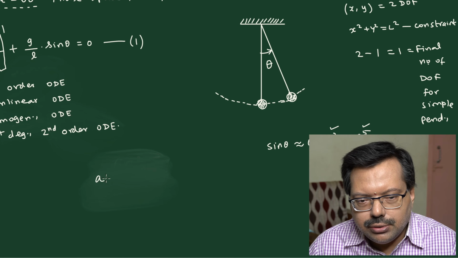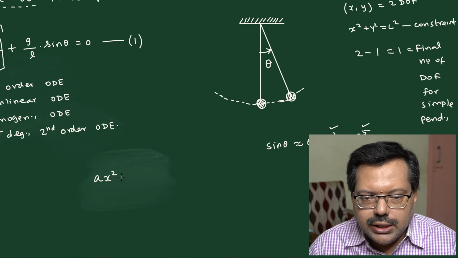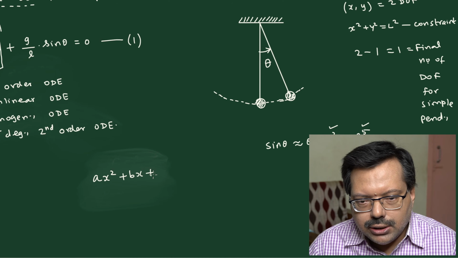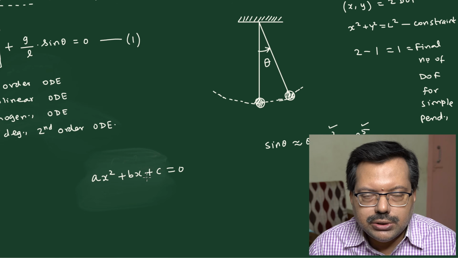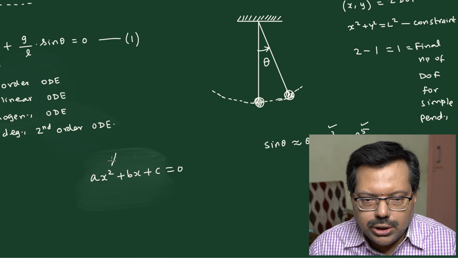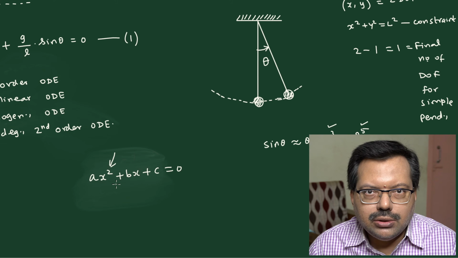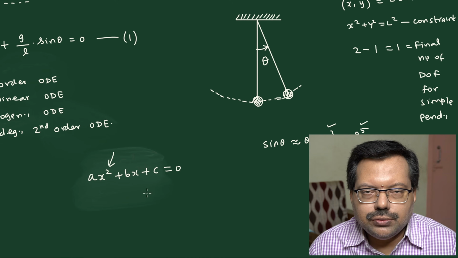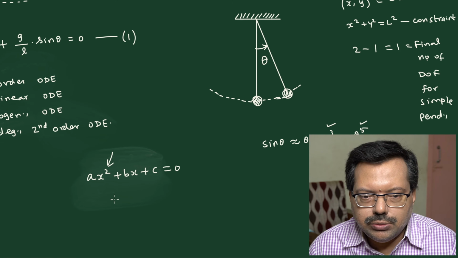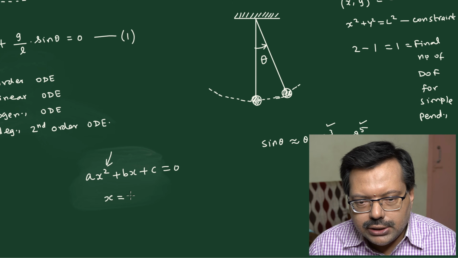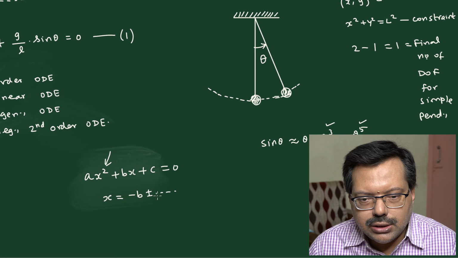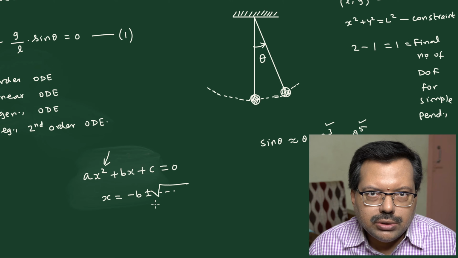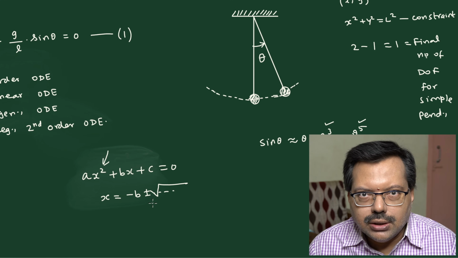Let me give an example here. If you have an equation like ax square plus bx plus c equal to 0, this is a quadratic equation because the power there is 2, and this is purely algebraic, no calculus is there. So if you ask the question what is the solution to this equation, you can immediately write down that x equals minus b plus or minus and so on. That's the formula you can quickly write down. That's fine. So it is simple.